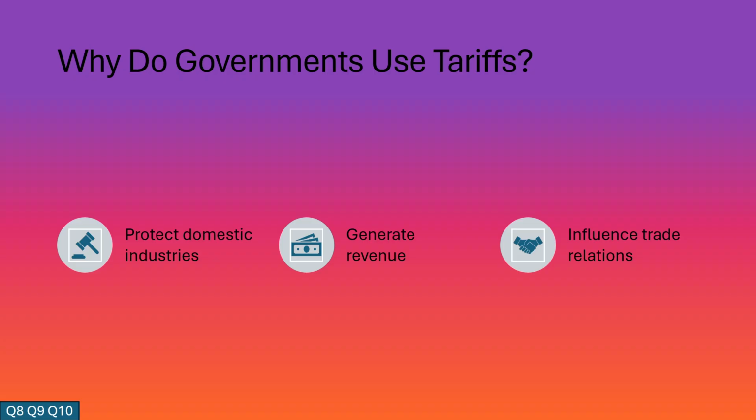Governments use tariffs for different reasons. First, to protect domestic industries. If imported goods become more expensive, local producers can compete more easily. Second, tariffs generate revenue for the government. The collected tax becomes part of the national budget. Third, tariffs can influence trade relations. They can be used in negotiations or trade disputes between countries.